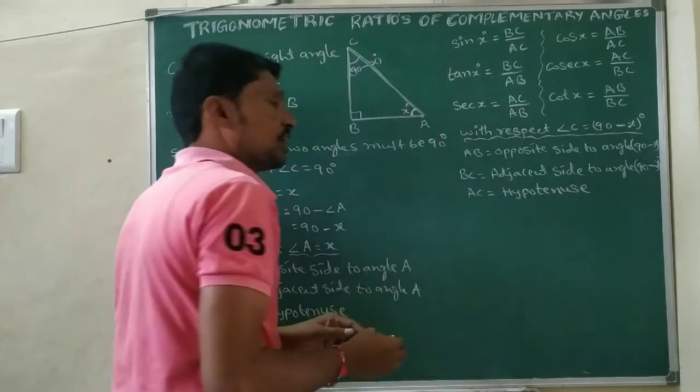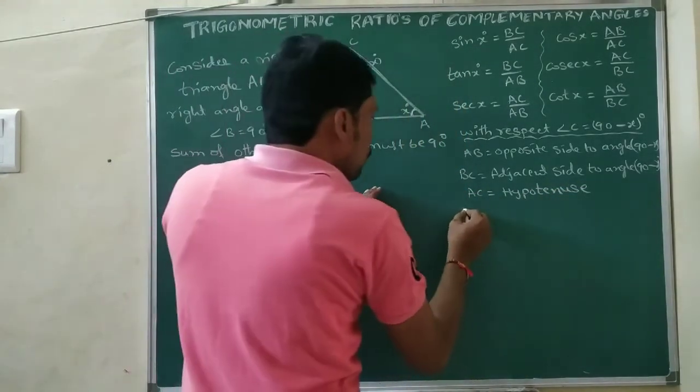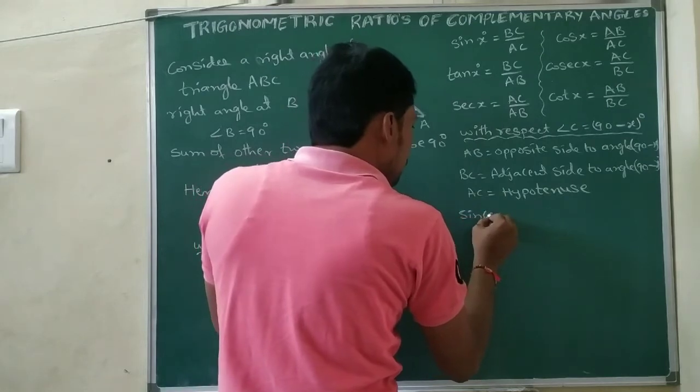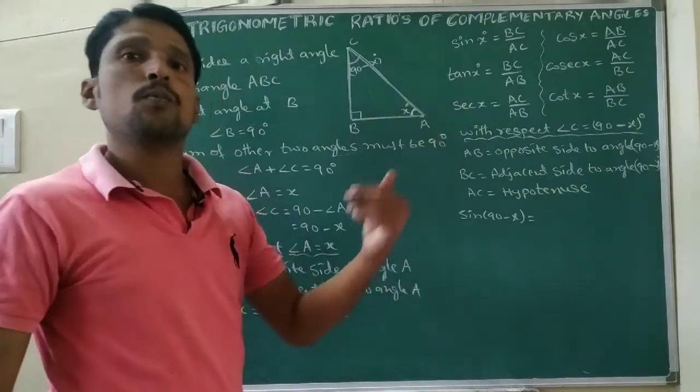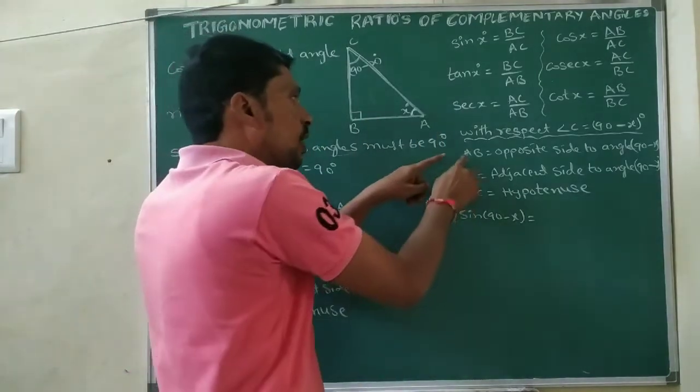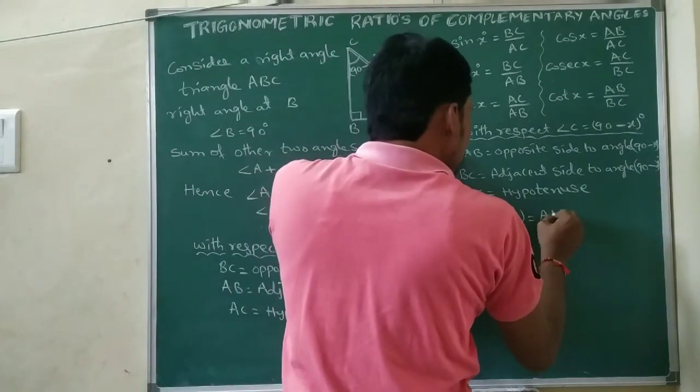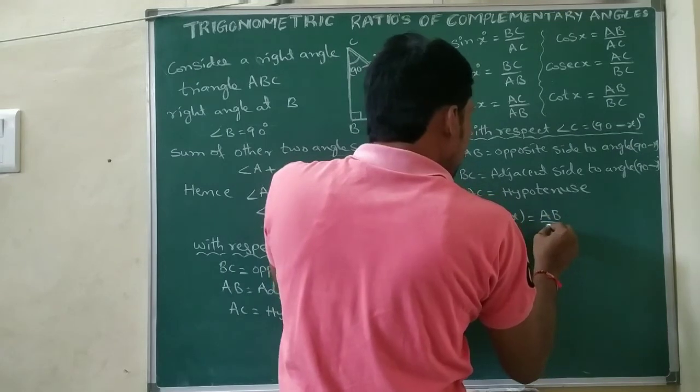Now you can take trigonometric ratios. Sine of 90 minus x. So what is sine? Sine means opposite by hypotenuse. Opposite is AB by hypotenuse AC.